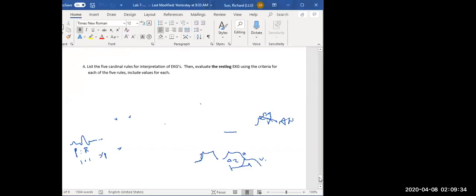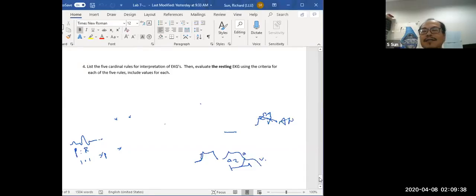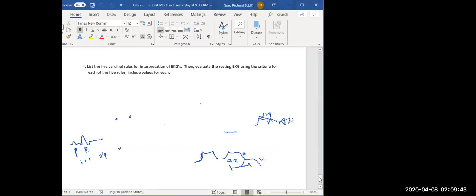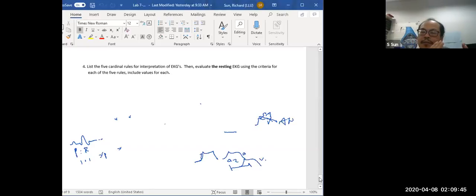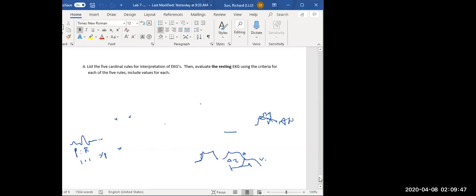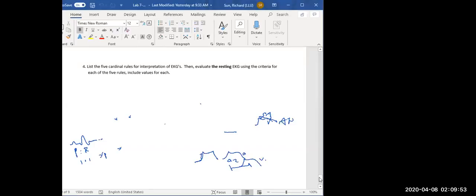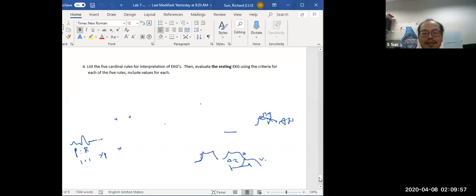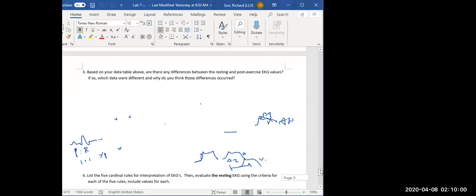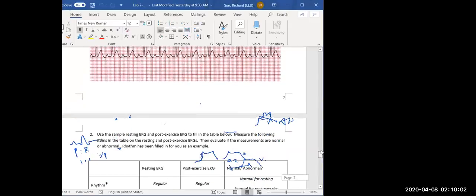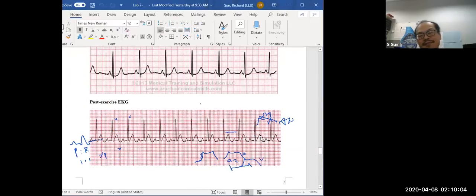So basically, that's the EKG, and the case that we are studying is a resting person versus a post-exercise person. And very immediately, we know that the exercise will increase the heart rate, and we can detect or measure that heart rate by using EKG.